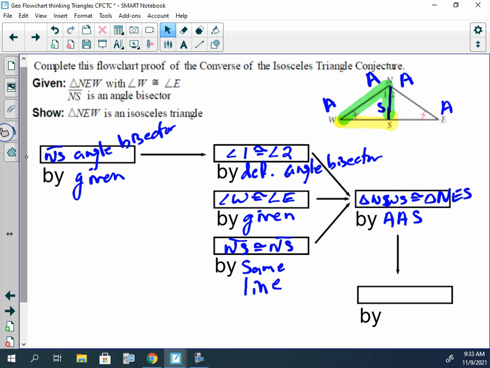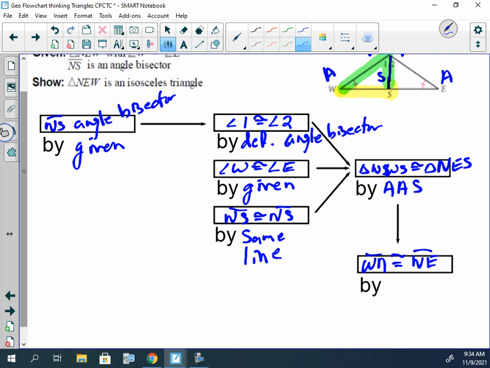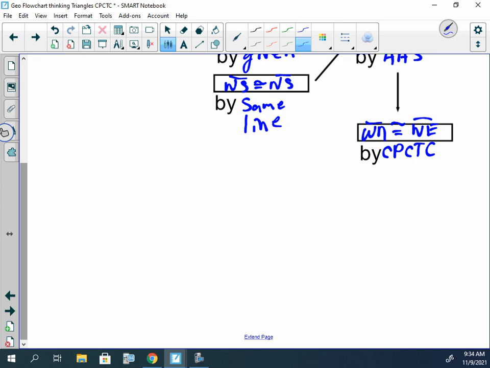to be able to say isosceles, we need what? So really, we can say that these two are congruent by CPCTC, yes? And I can extend this. So we can really say that these two sides, WN and NE, are congruent, yes? Because we have those two sides of the triangle congruent.